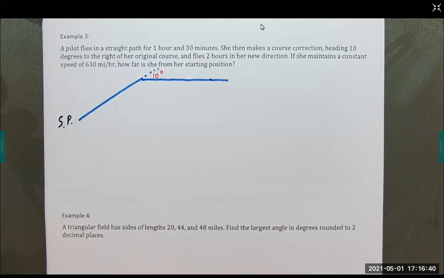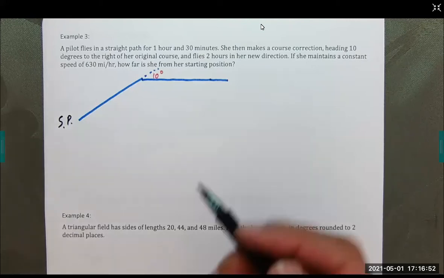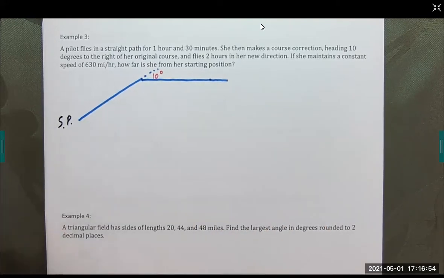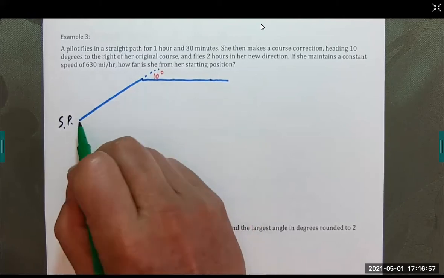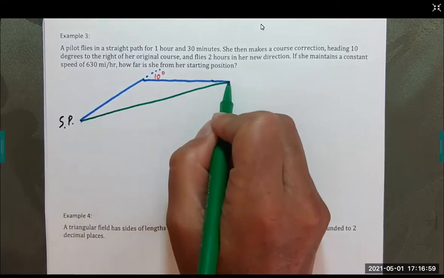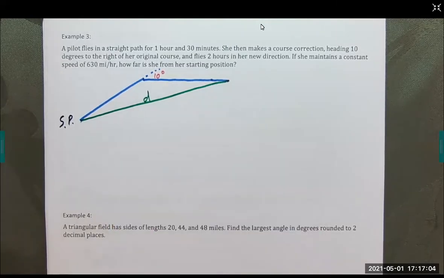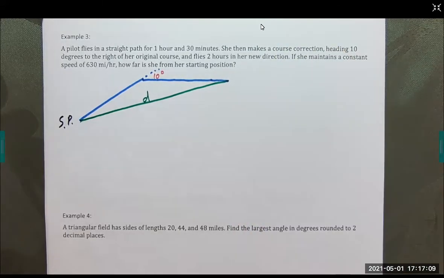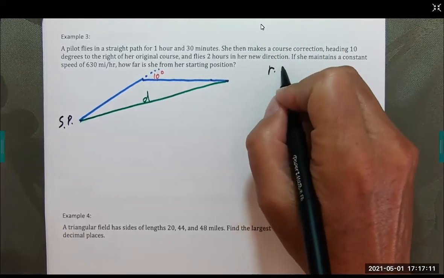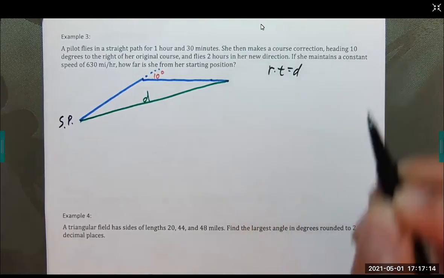Now, you'll notice that they give us information in terms of time. An hour and 30 minutes is 1.5 hours, so I'm going to rewrite that as 1.5. And off to the side, I'm going to do some extra work here. To be clear, what we're looking for is this distance here, so I'll call that D. To find out how far, we're going to have to go back to an oldie but goodie.